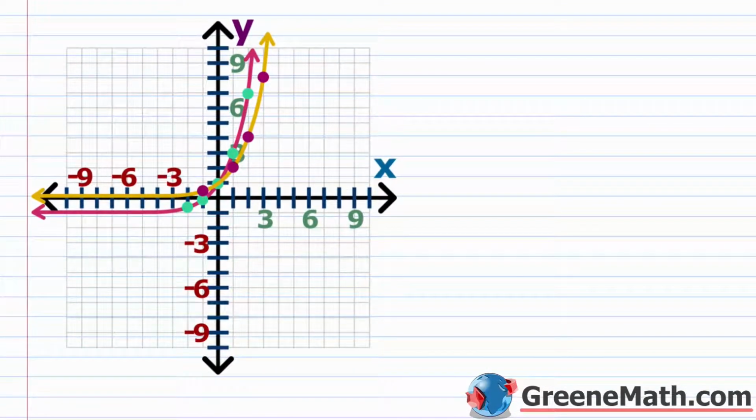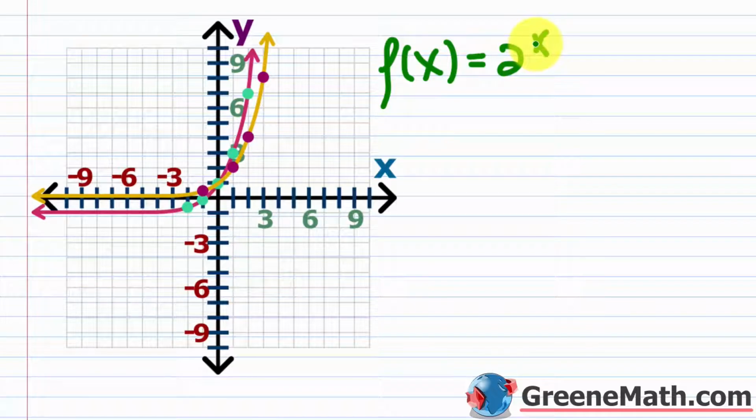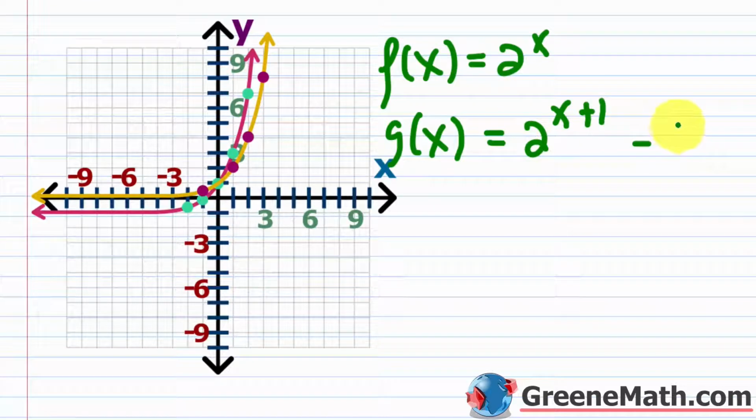All right, so I want to do one more of these. This is pretty typical in this section. We looked at some reflections, but you're also going to have horizontal and vertical shifts like we talked about earlier. So let's say f of x, which is my guy in yellow, is going to be 2 to the power of x. We already know that graph. We're comfortable with it. Now let's say we have g of x, and this is equal to 2 to the power of x plus 1, and then minus 1 over here.